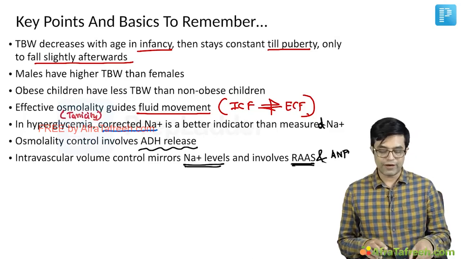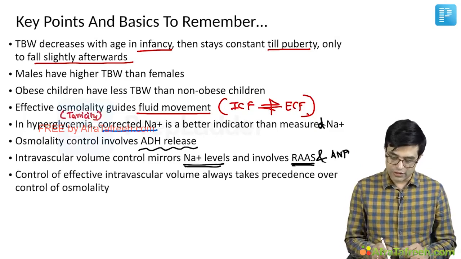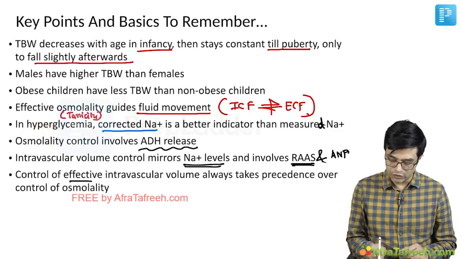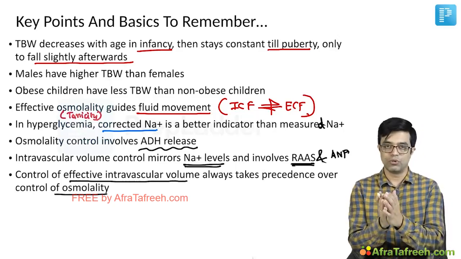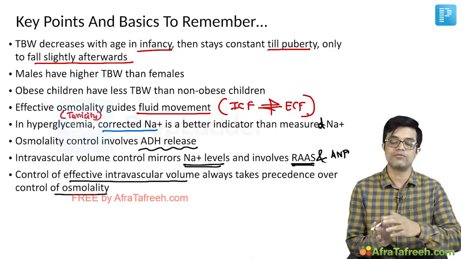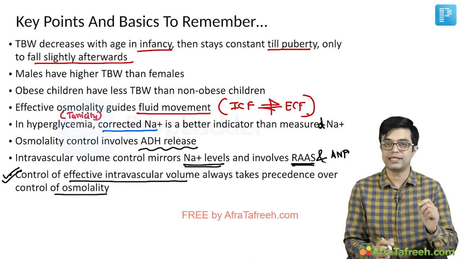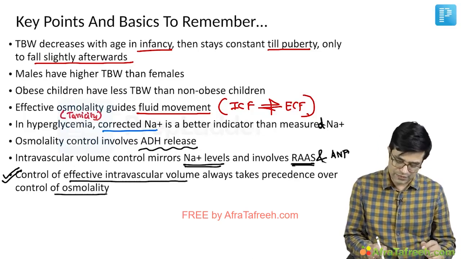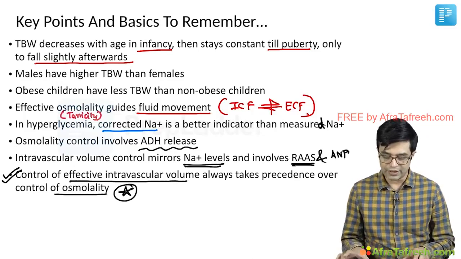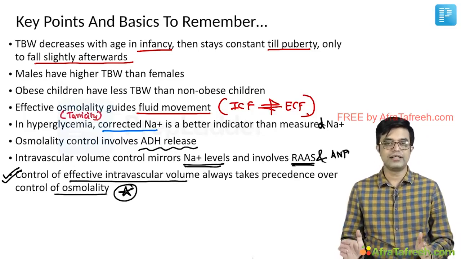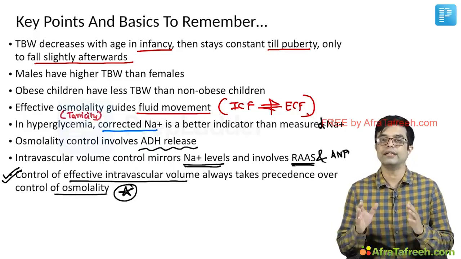And whenever you have to strike a balance between osmolality and intravascular volume, Nelson says control of effective intravascular volume is more important than the control of osmolality in case the body needs to take precedence of one over the other. This is a point which is mentioned at 2 to 3 places in Nelson, and so can just be asked as a standard one-liner that in various pathological states where you cannot strike a balance between osmolality and intravascular volume, for the body, effective intravascular volume is more important than any other thing.